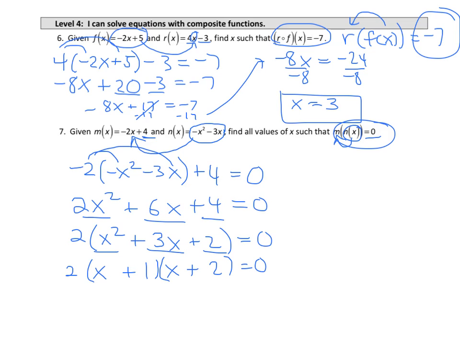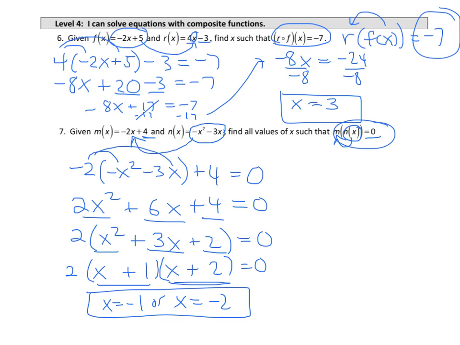And then the answers, or the solutions to this equation, are the numbers that make each part equal 0. So what makes this left side equal 0? X equals -1. And what makes this part equal to 0? X equals -2. So those are my two solutions to this equation.